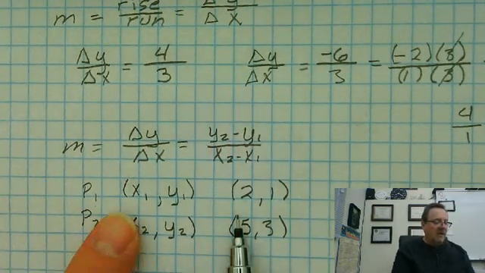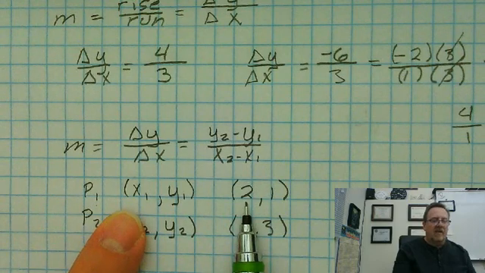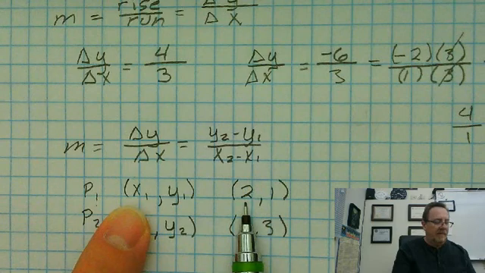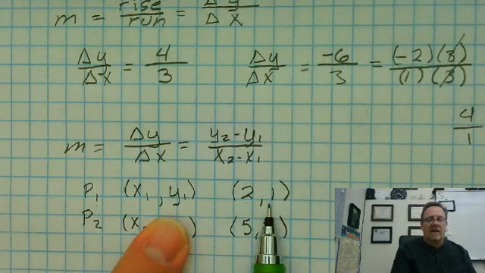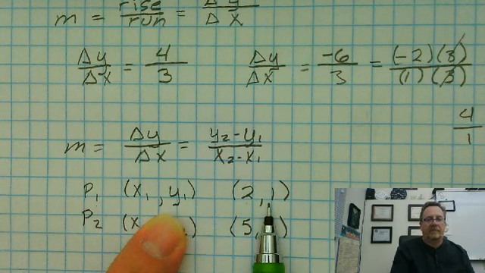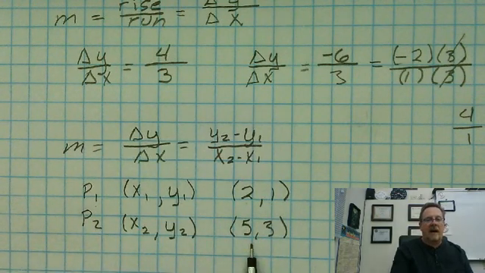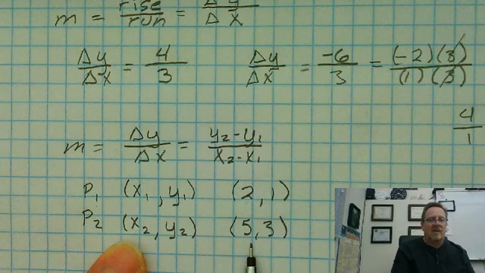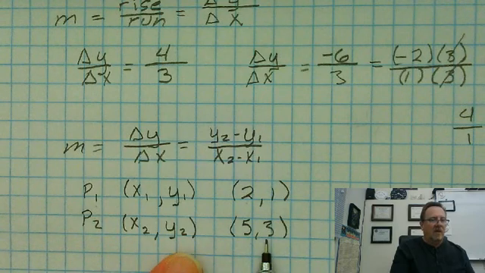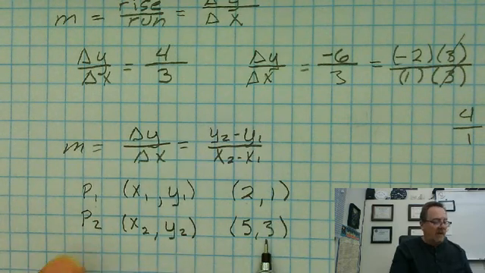Now notice x1 in this case is 2 because it's the x value for point 1. y1 is 1 because it's the y value for point 1. 5 represents x2 since it's the x value for point 2. And 3 represents y2 since it's the y value for point 2.